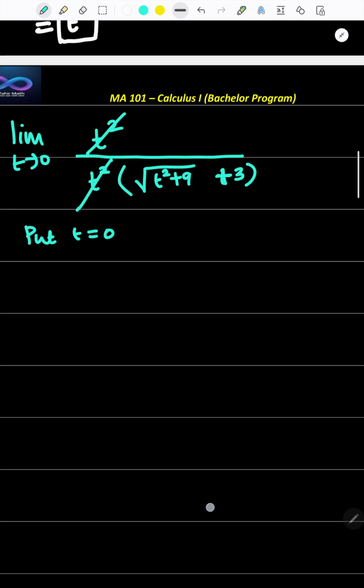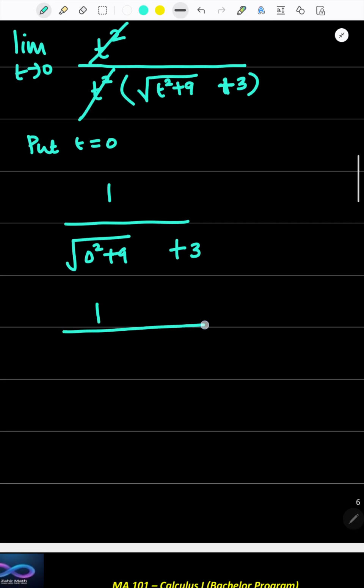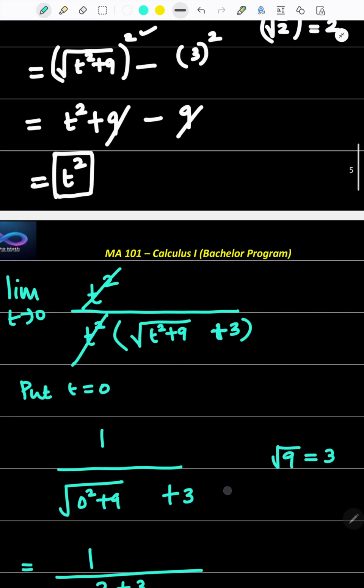When I put t is equal to 0, 1 divided by square root of 0 square plus 9, and then plus 3. Oh, sorry, the plus 3 is outside the square root. So this equals 1 divided by square root of 0 square plus 9, which is square root of 9. Square root of 9 is 3. So 3 plus 3 is 6, which gives 1 divided by 6.